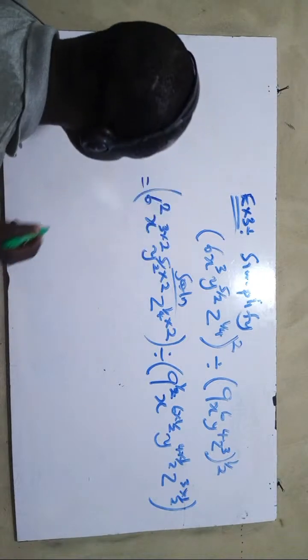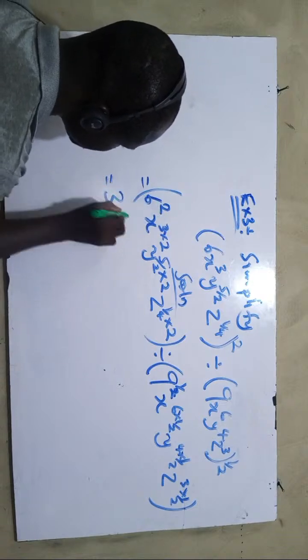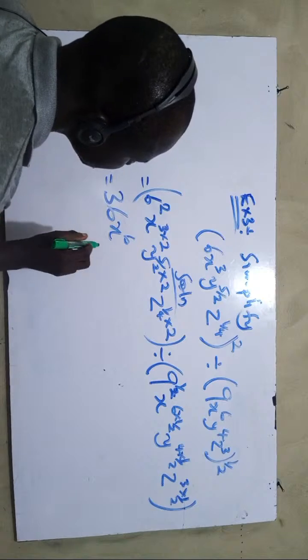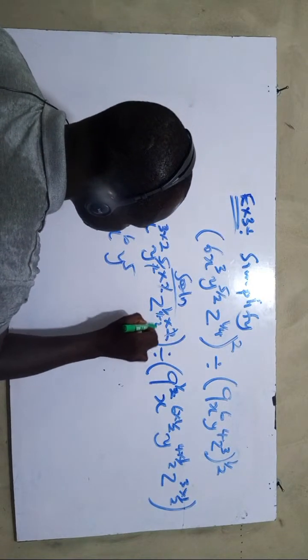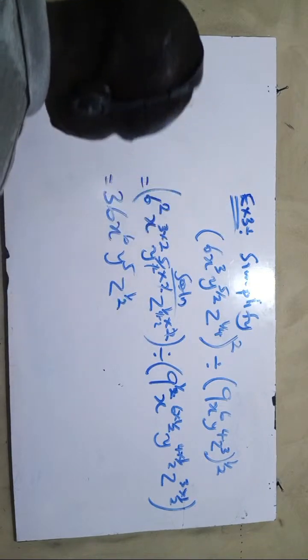Then if that is taken, I can go ahead and simplify further. Then 6 squared gives what? 36. This gives you s raised to power 6. Then this will take care of this. I will have y raised to power 5, here 1, here 2, and I'm going to get z raised to power half. That is what I'm going to get.